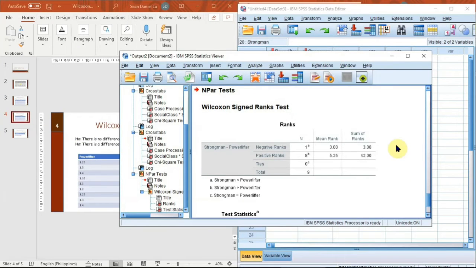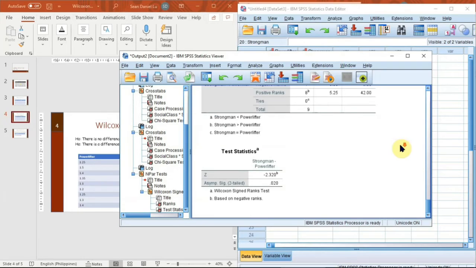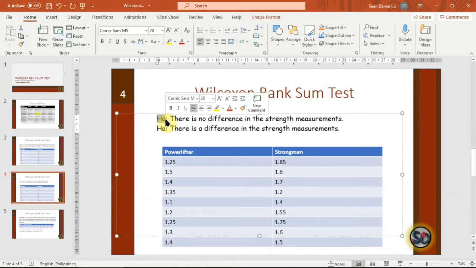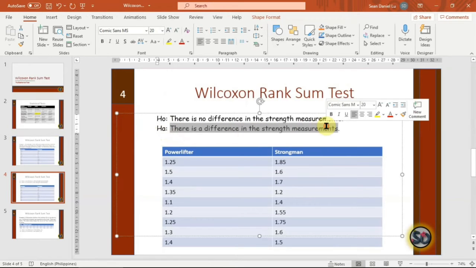You will be given 2 tables. Now to answer the problem, you're going to use the test statistics table. As you can see, the p-value is equal to 0.02, which is less than 0.05. When the p-value is less than 0.05, we reject the null hypothesis. Therefore, the decision would be to reject the null hypothesis. The conclusion would be the data provided sufficient evidence that there is a difference in strength measurements. Now let's try another problem.